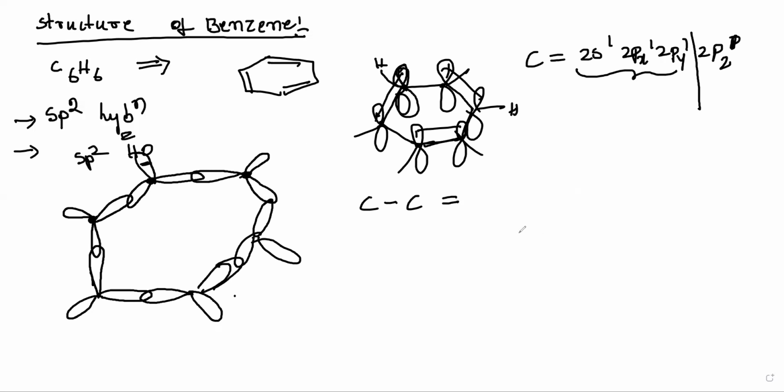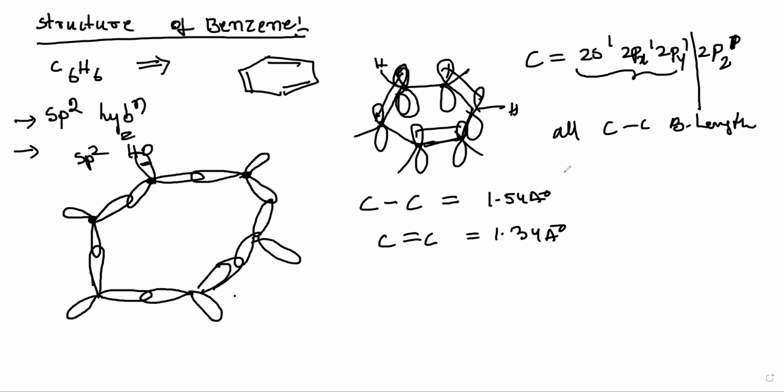Generally, the carbon-carbon single bond length is 1.54 angstroms. The carbon-carbon double bond length is 1.34 angstroms. But in this one, all bond lengths are the same. That's why all carbon-carbon bond lengths are the same in benzene. What is the bond length? It is 1.39 angstroms.